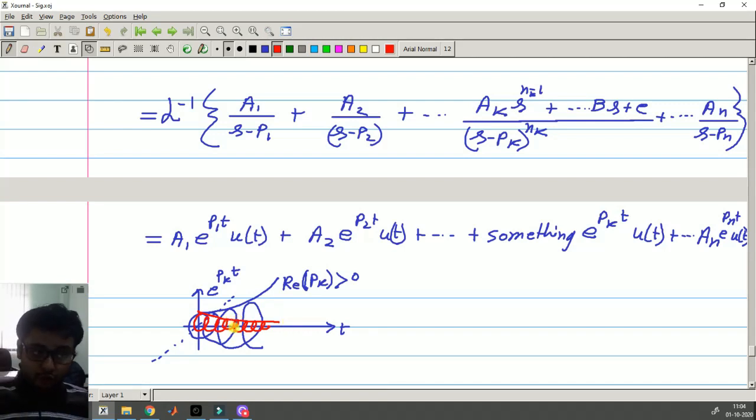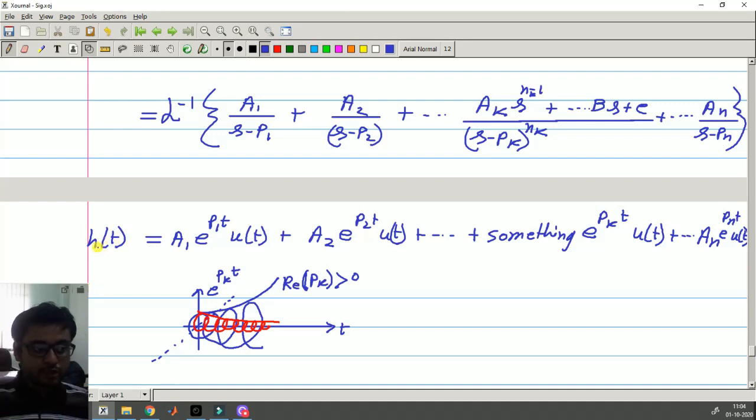So it is clear that among these terms, those which have negative real parts will die down soon, and those which have positive real part will blow up with time. And this is our impulse response.